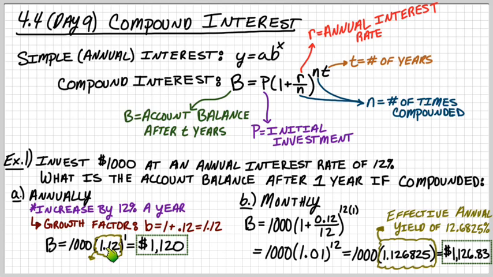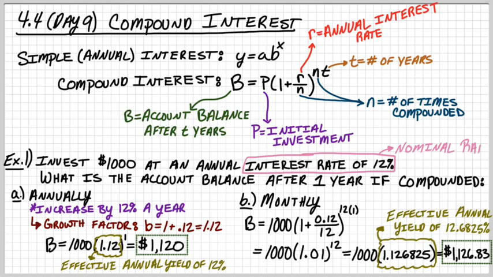The same goes for this one. This effective yield was just 12%. So it didn't have any difference from the given interest rate. Effective annual yield for this guy was still 12%. So the interest that we actually earn after it gets compounded, that's the effective annual yield. This interest rate that we're given to start with, that's actually called the nominal rate.